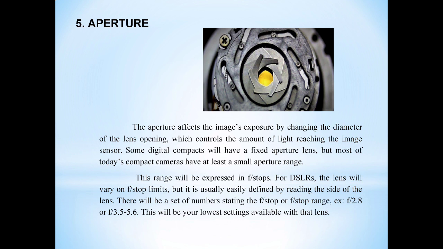For a DSLR, the lens will vary on the f-stop limits. But it is usually easily found by reading the side of the lens. There will be a set of numbers stating the f-stop or f-stop range, for example, f/2.8 or f/3.5 to 5.6. This will be the lowest setting that is available on the lens.